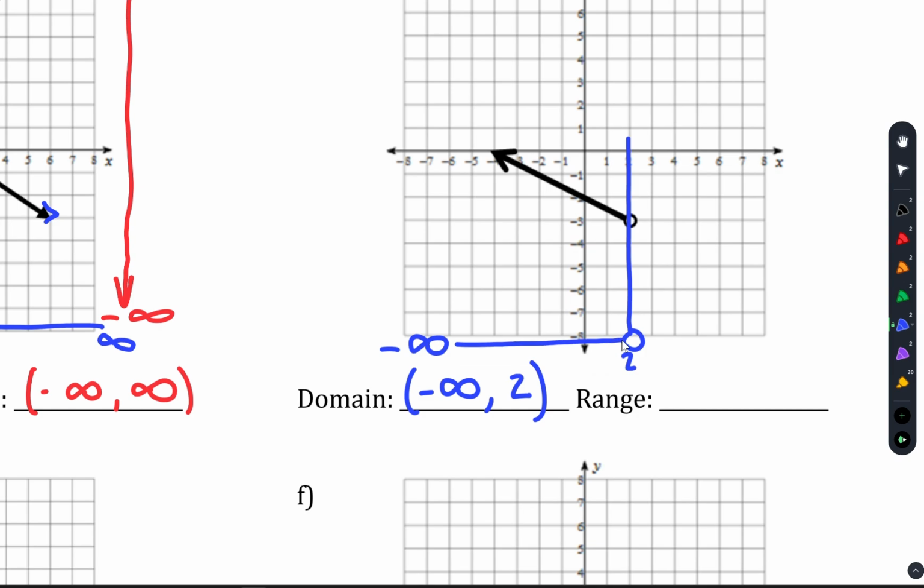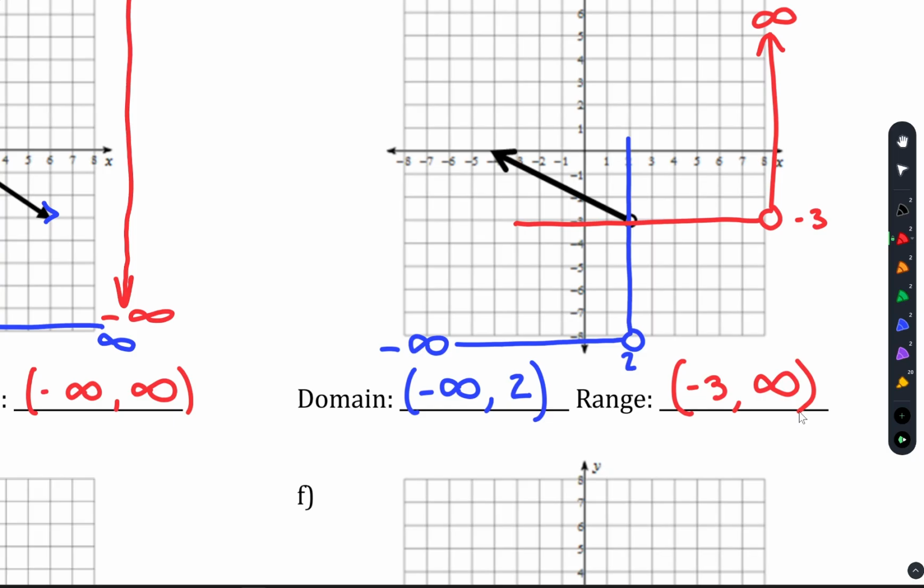Good? Anybody want to give range a go? Perfect. We're doing the same idea. The lowest point is at this -3. It's an open circle, and it goes all the way up to +infinity because of that arrow pointing upwards. So that's -3 to +infinity. Questions on this one?